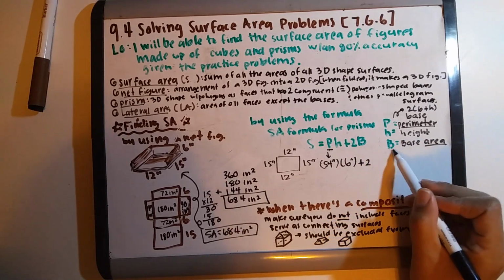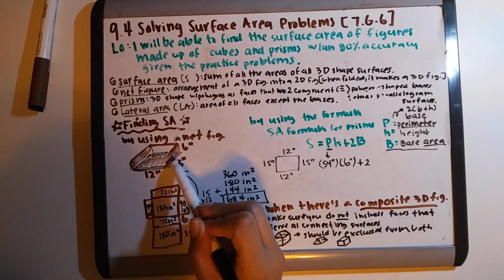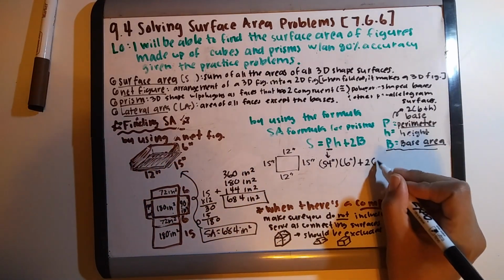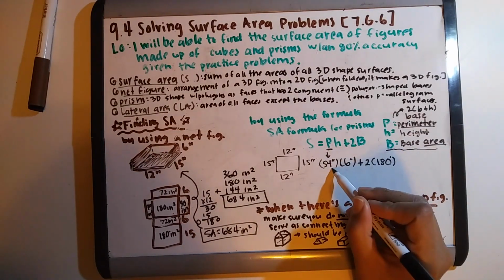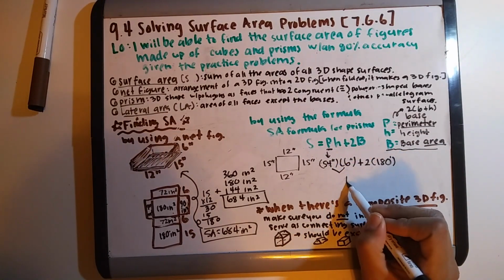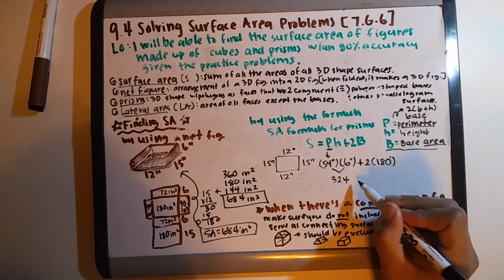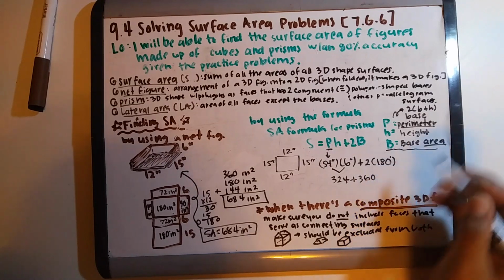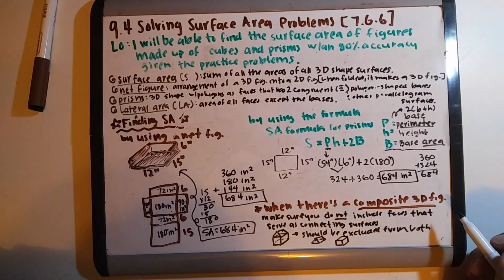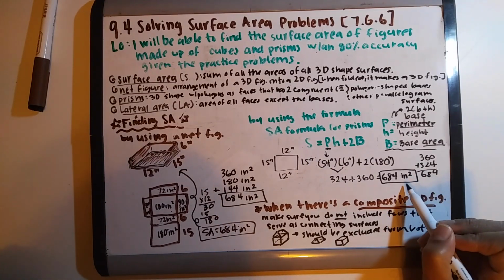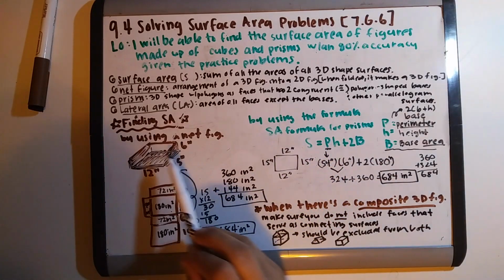Plus 2, the area of the base. So again, I'm taking this as my base. So that's 180. So times 180. And I'm going to do the math now. I'm going to multiply these times each other. 6 times 4 is 24. Carry 2 over. 32. 30 plus 2 is 32. And then plus 360. So I'm going to add those two together. So that's my area. Same answer that I got without using the formula.